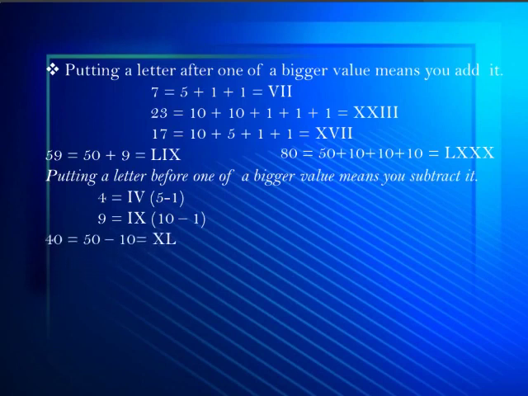Take the number 40. How do you write the Roman numeral for 40? 50 minus 10, it is nothing but XL. You know how to write it? 50 minus 10 is XL, right? So for 50 the value is L, and for 10 it is X. As it is subtraction, you will write X before the bigger value. So it is XL.